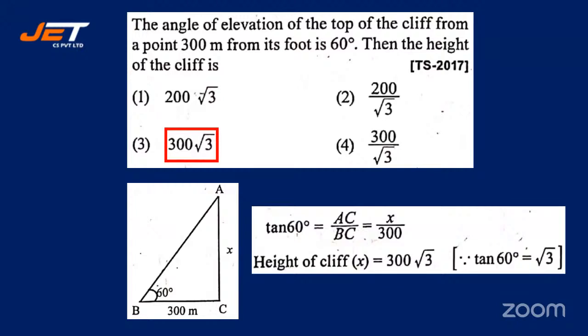So opposite side by adjacent side. Opposite side is x, adjacent side is 300. So it is tan theta, that is tan 60, because they've given the degrees as tan 60. So what is tan 60? It is root 3. Root 3 is equal to x by 300. Therefore, your x value is 300 into root 3. Option 3 is the correct one.